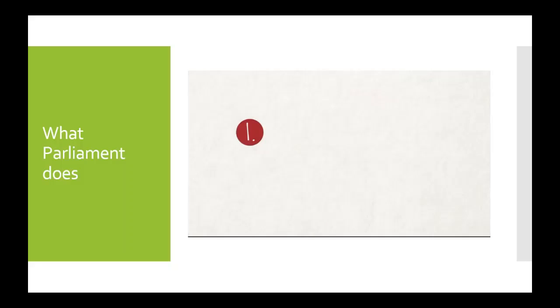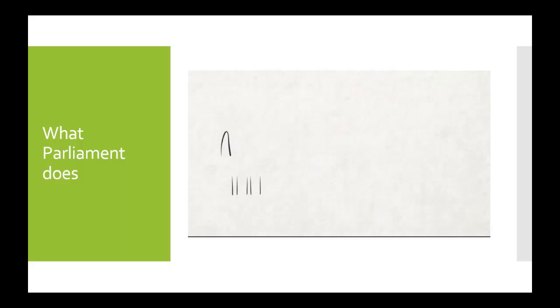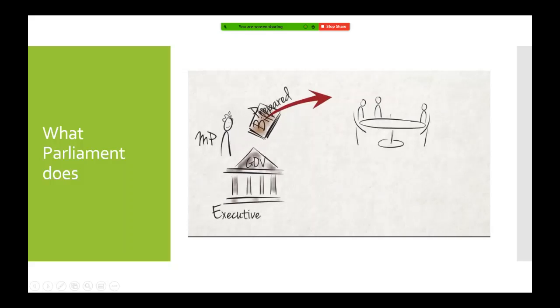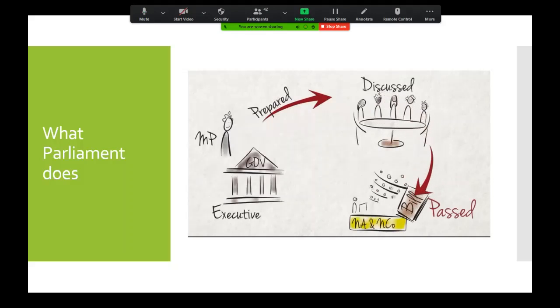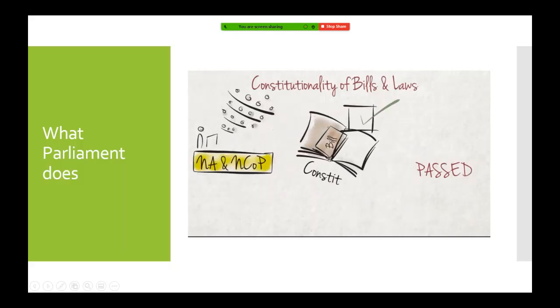The most important function of Parliament is that it considers, amends, and then passes draft laws called bills. Bills are usually prepared by the executive, but they can also be prepared by MPs. Bills are then discussed in parliamentary committees who may amend provisions and approve them before both houses of Parliament vote on whether to pass them. Parliament must ensure that all bills conform to the provisions of the Constitution.